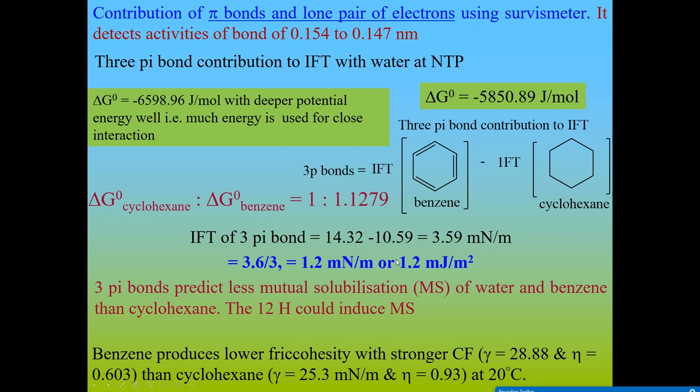Another important point: Friccohesity could also determine the number of pi bonds in your molecule by taking interfacial tension. It was benzene and water, and cyclohexane was taken. Their interfacial tension difference lets you know that this is because of the 3 pi conjugation. So the IFT of this 3 pi benzene is 14.32 and of this one is 10.59, a total of 3.59. When we divide by 3 to determine the contribution of a single pi to the solubilization, it is 1.25 millijoule per meter square.